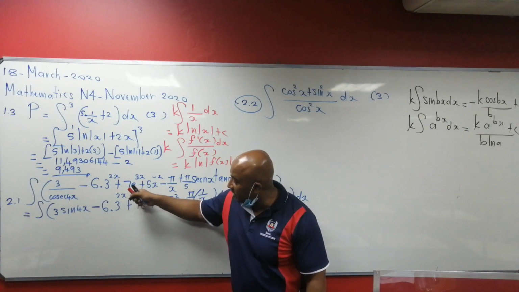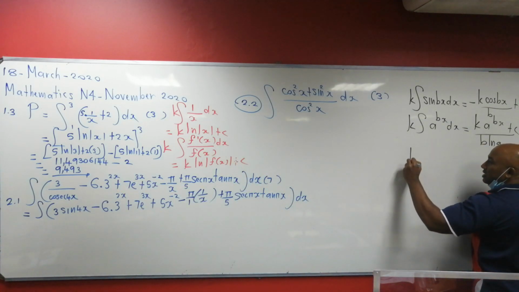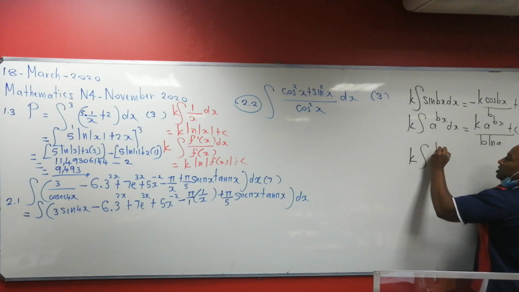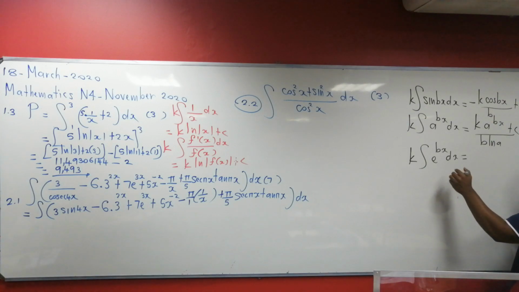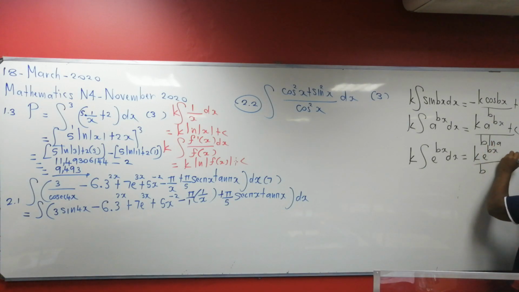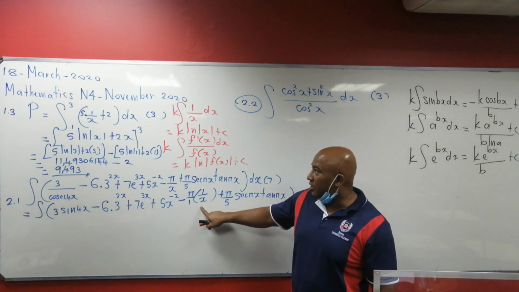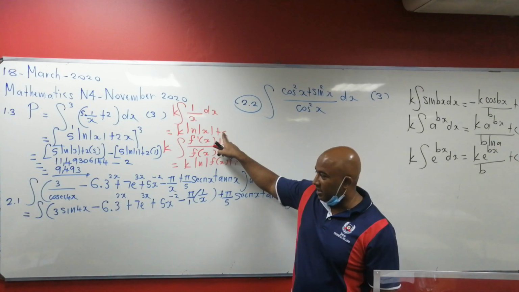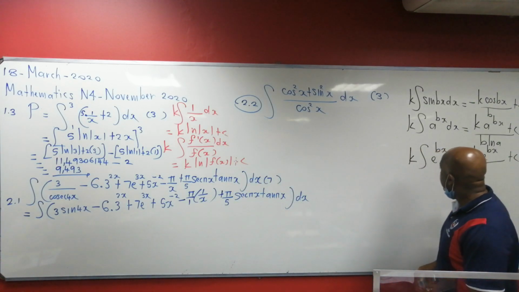The next one is 7e to the power 3x. So it's almost the same thing. This is k e to the power bx with respect to x. So when I integrate this, that will be k e to the power bx over b plus c. Is there anything else? This one, you know, there's a check. Alright.